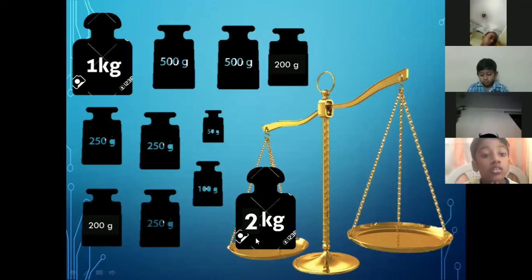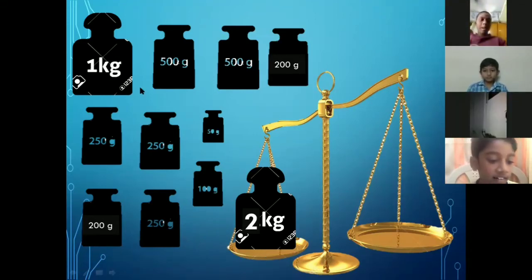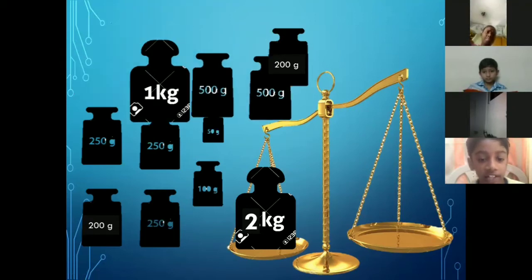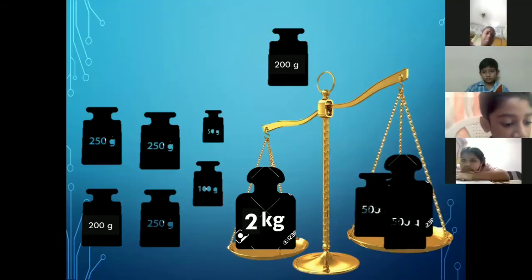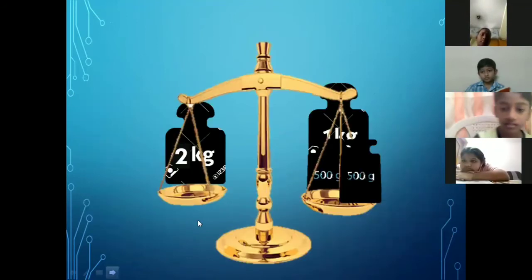That means here in one pan we have 2 kg. So to balance the weight, you have to take 2 kg from here. Tell me, Joy. We should keep 1 kg and keep 500 grams and 500 grams. Very good. It will be equal to 2 kg.